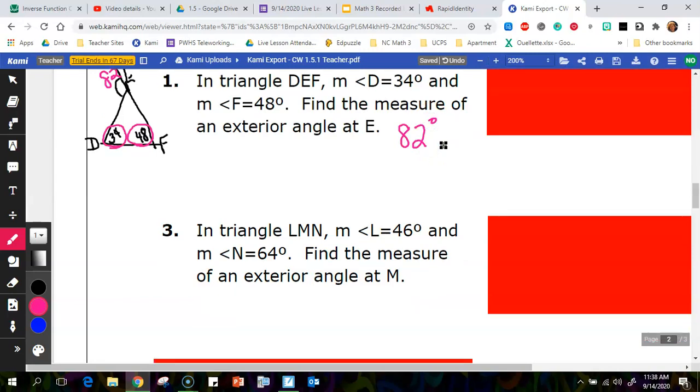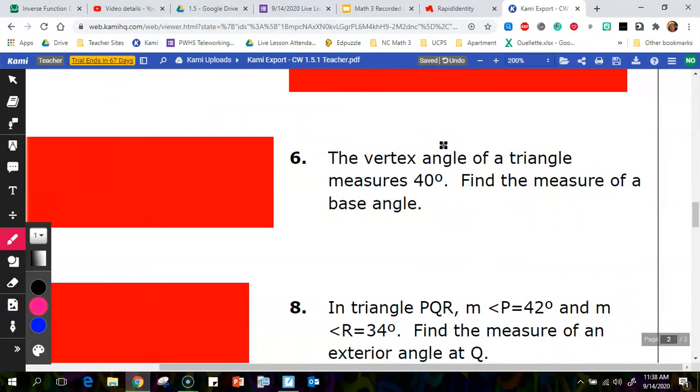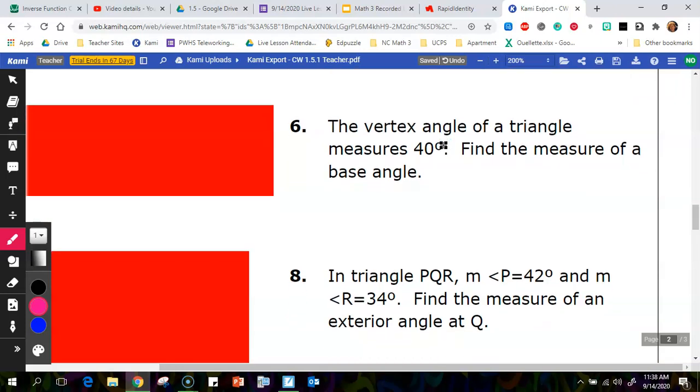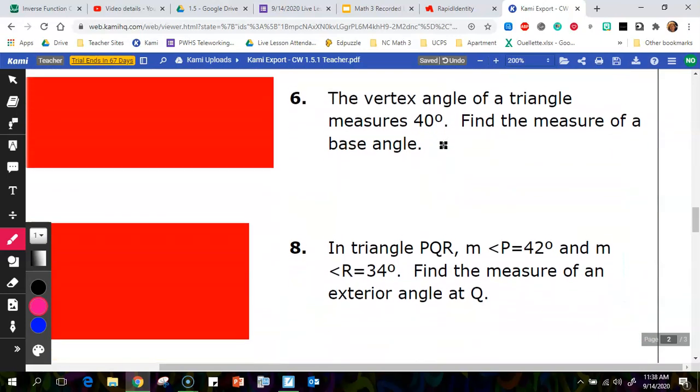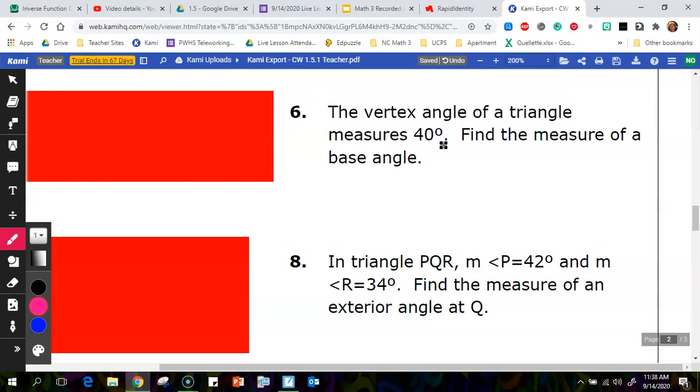Okay, let's look at the vertex angle of a triangle measures 40. Okay, this is isosceles. This isn't exterior and interior, but that's okay. Let's look at number 6. So if I've got an isosceles triangle and the vertex angle is 40, it says find the measure of a base angle.